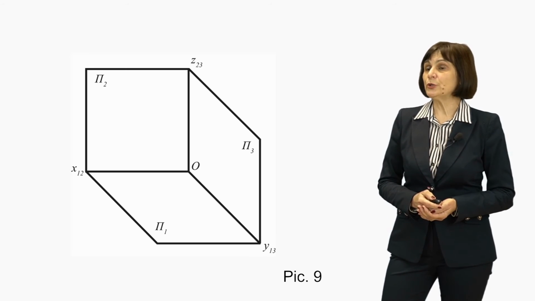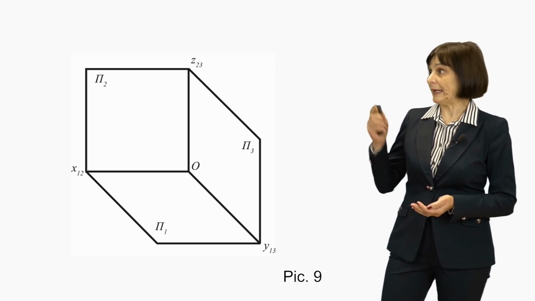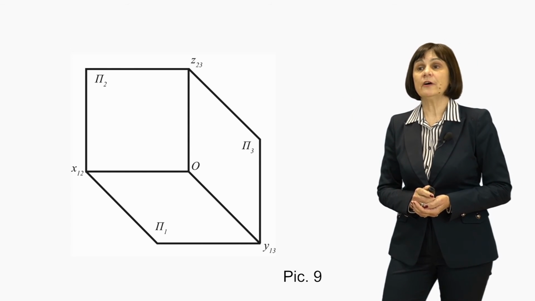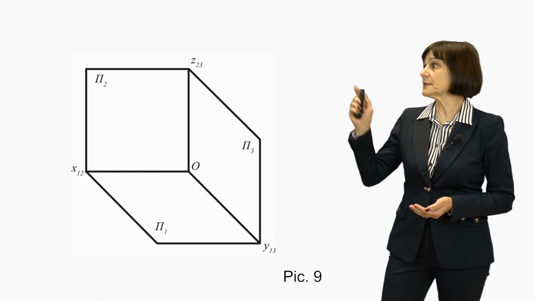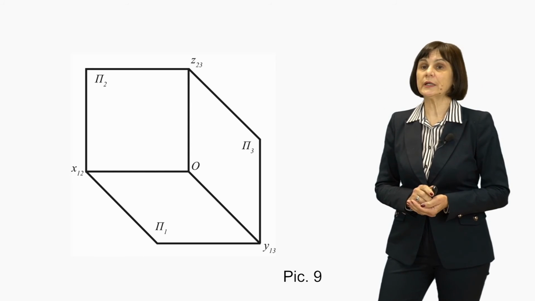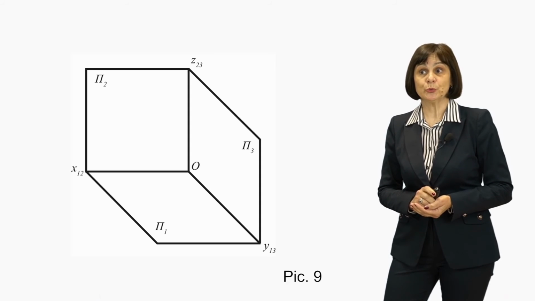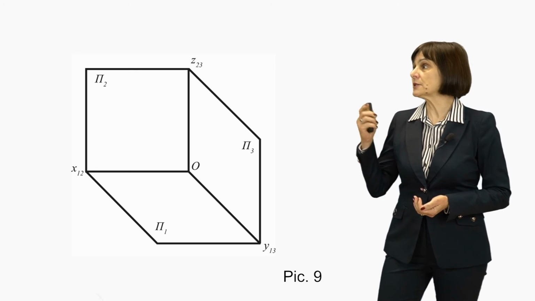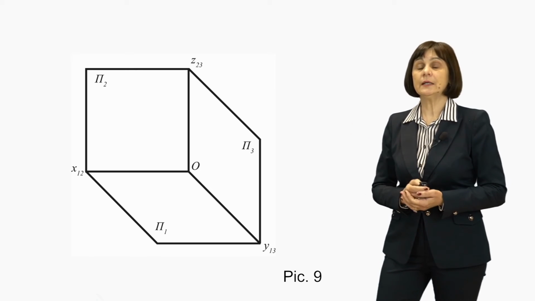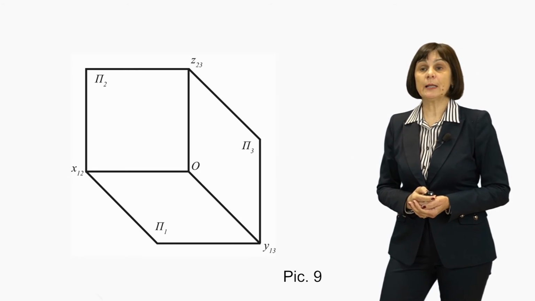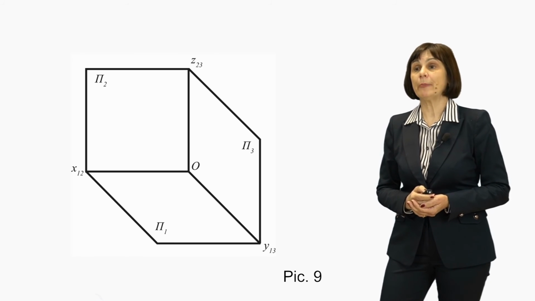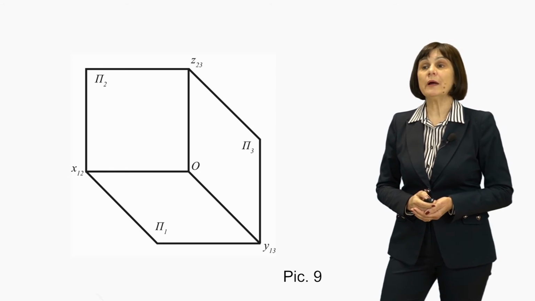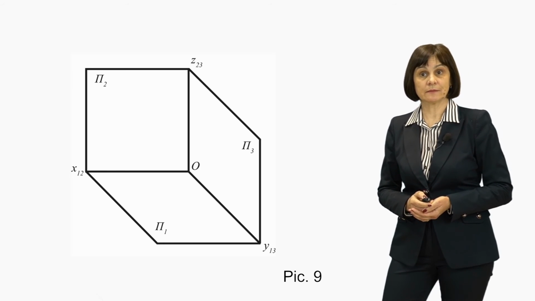Usually, we use 3 projection planes connected with each other. We have the front plane. It is denoted on our drawing with the letter pi 2. We have the horizontal plane. It is denoted pi 1. And we have the profile plane. It is denoted pi 3. These 3 planes form a 3-sided angle.